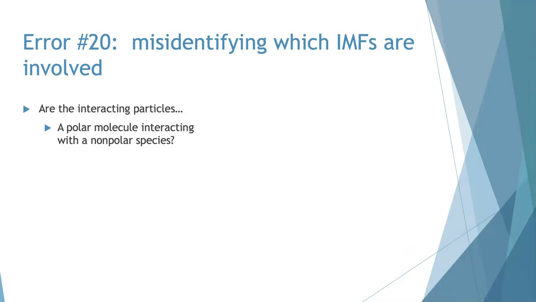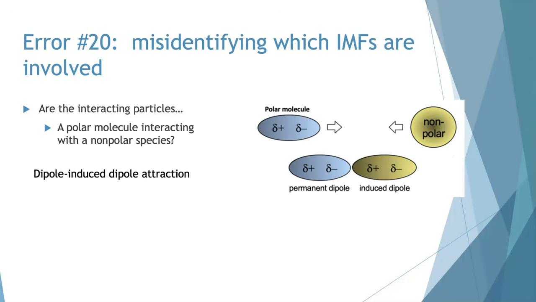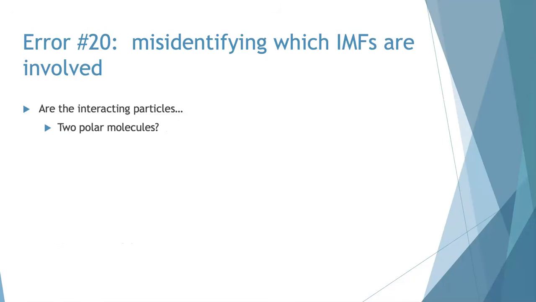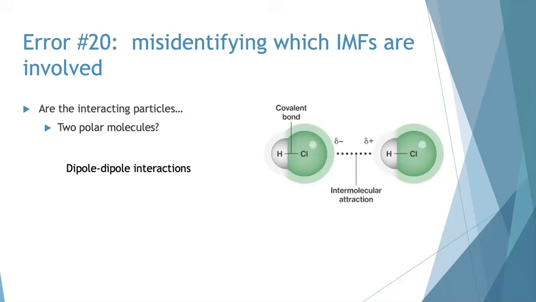If the interacting particles are a polar molecule interacting with something nonpolar, that's a dipole-induced dipole attraction. So a polar molecule approaching a nonpolar species induces a temporary dipole in the nonpolar species, and now you have oppositely charged regions that can be attracted to each other. If the interacting particles are 2 polar molecules, so they're both permanent dipoles and they always have a partial positive end and a partial negative end, now we're talking about dipole-dipole attractions. So we have a partial positive end of one, partial negative end of the other.